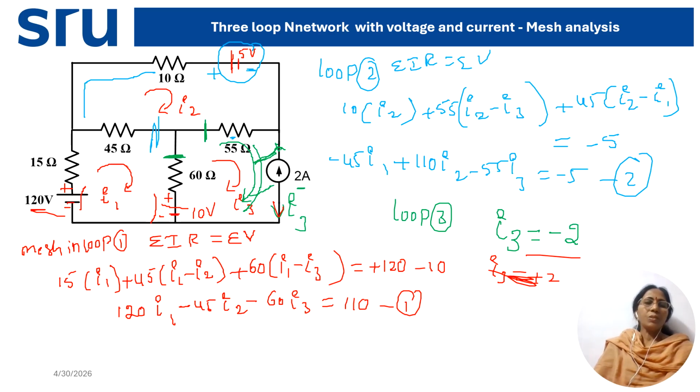In the next video, we will apply mesh analysis but change the position of the current source. If a current source is connected in between the loops, how to write the mesh analysis, we will discuss in the next session, and that is super mesh analysis. Until then, take a few problems and practice them using mesh analysis.